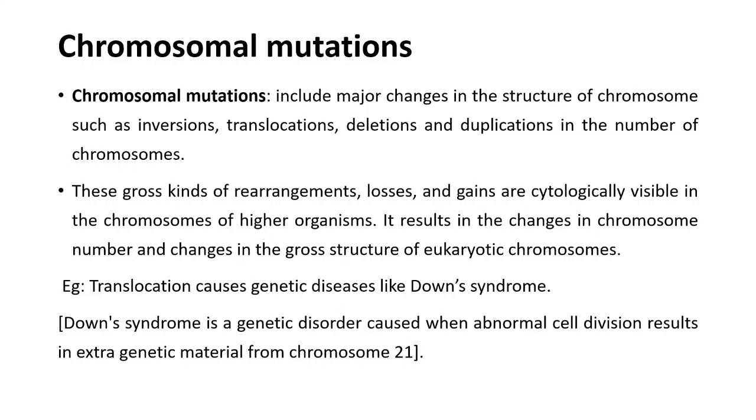For example, translocation causes genetic changes like Down syndrome. And Down syndrome is a genetic disorder caused when abnormal cell division results in extra genetic material from chromosome 21.